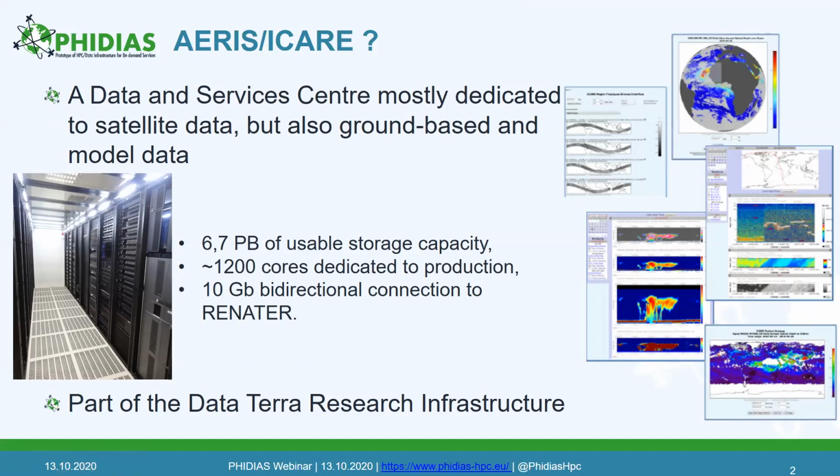Regarding the infrastructure, we have 6.7 petabytes of usable storage capacity. We have 1,200 cores dedicated to systematic production, and we are routinely processing around 50 algorithms each day. We also have a very good bandwidth, and we have a 10 gigabit bidirectional connection to the Renater network, which is the French part of the Géant network, which is the European one. We are part of the data research infrastructure that has been presented in previous webinars, so I won't go further in describing the data era.